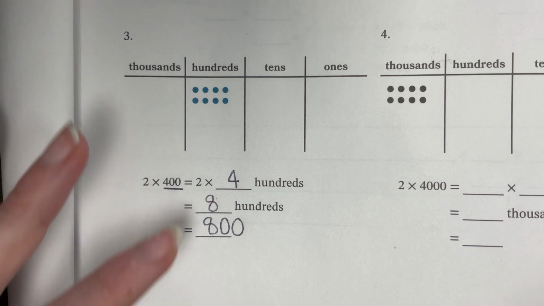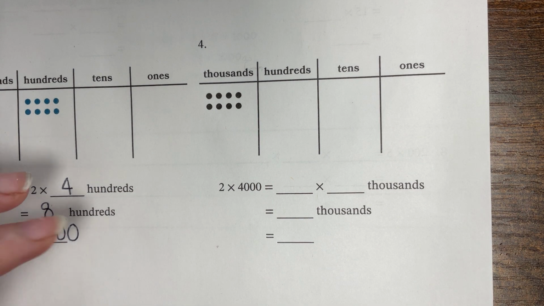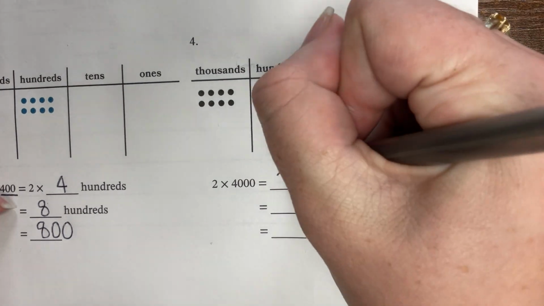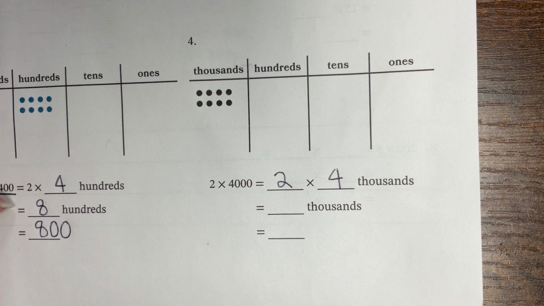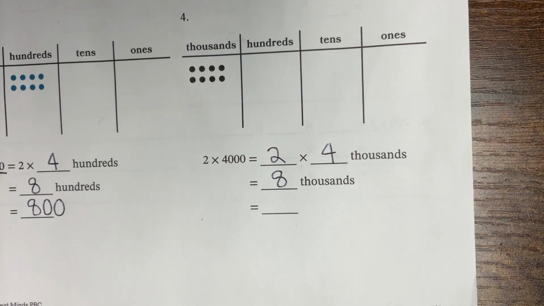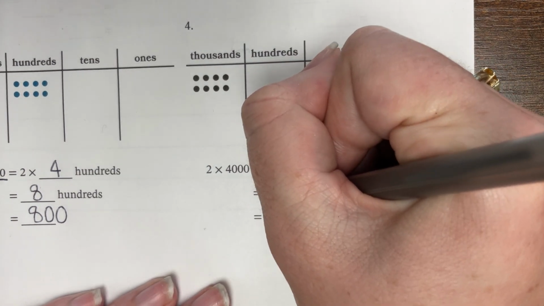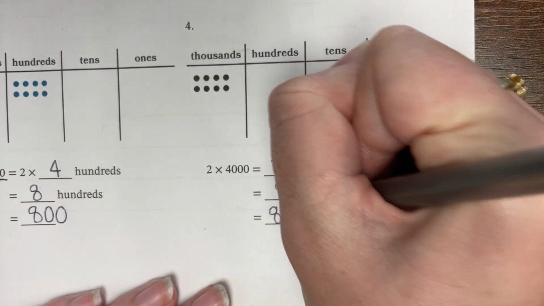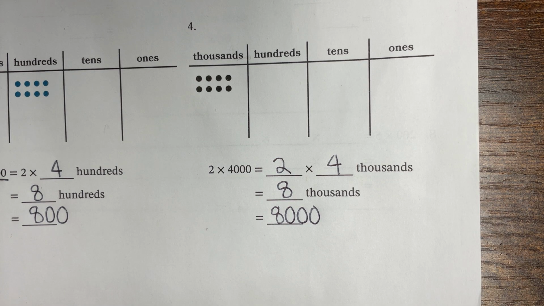zeros. And the last one we're going to look at on this page is 2 times 4,000. We have 2 rows of 4,000s. 2 times 4,000s is 8,000s, just like all of our other ones. And 8,000s in standard form is 8,000. Okay, if you were following along with me, you should now have all of page 11 filled in your book.